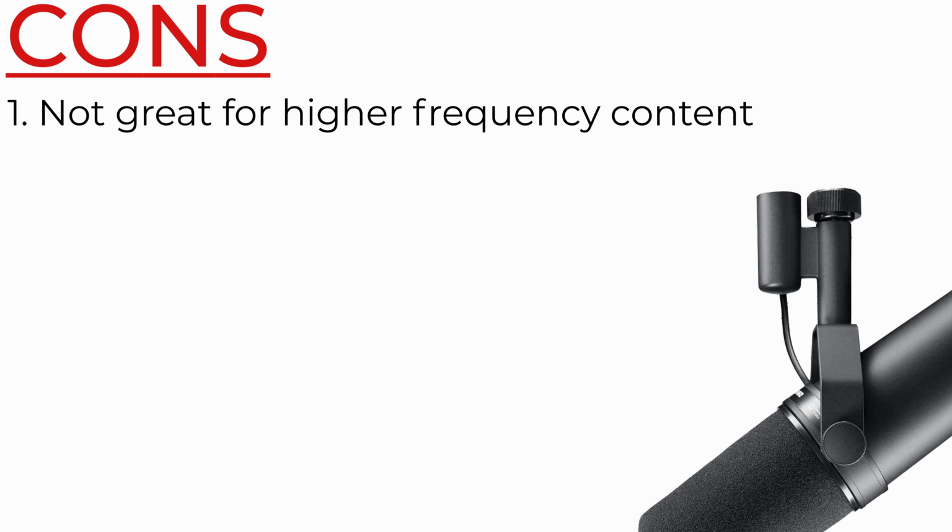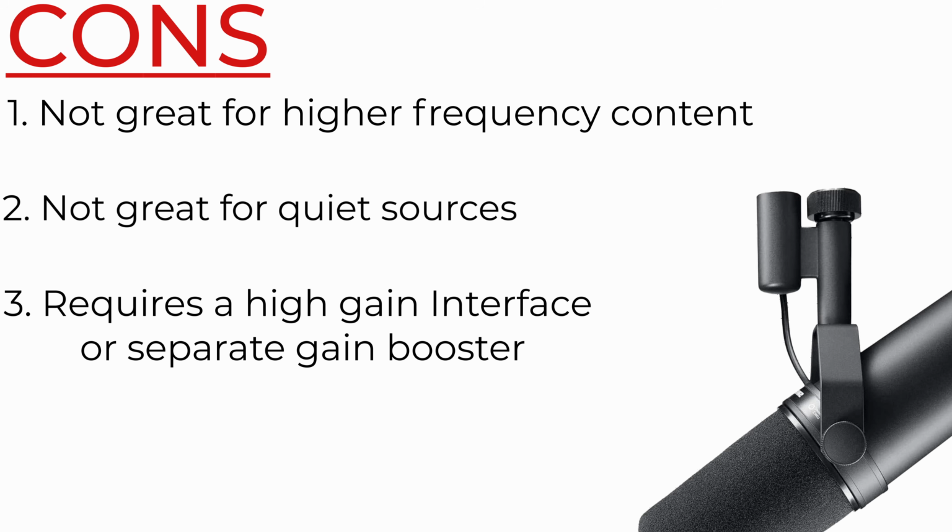All right, now I'm going to lump these two together because they're very similar. Not great for quiet sources and requires a high gain interface or a separate gain booster. So dynamic microphones were made to capture louder audio sources. That's why you see people like Michael Jackson or James Hetfield of Metallica using a Shure SM7B or another dynamic microphone in the studio when they're recording vocals for their albums. They're projecting and being very loud when they're singing, whereas content creators, we're just kind of talking.